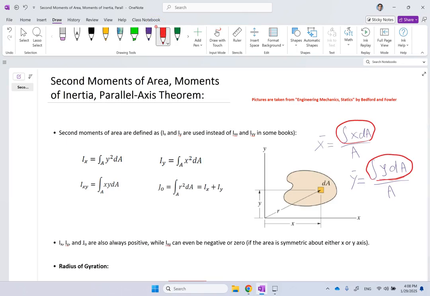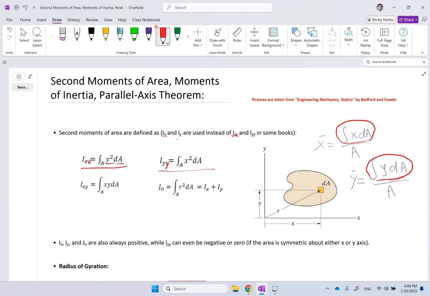Now we also have second moments. That's where these x's or y's are power 2 or they are multiplied together. So we have Ixx. Some textbooks just use Ix as opposed to Ixx, so you might see Ix or Ixx. That is the distance to the x-axis squared, so integral of y squared dA. And similarly, Iy or Iyy, which is integral over A of x squared dA. So these two are called the second moments.